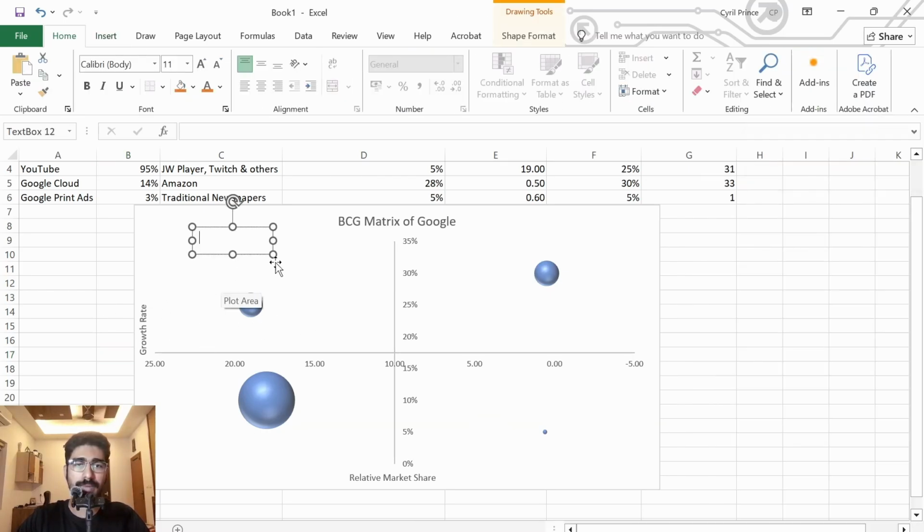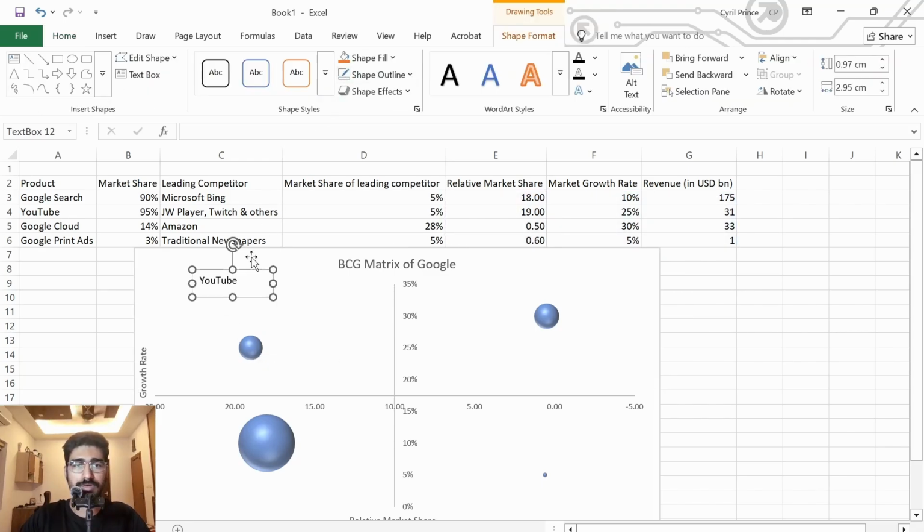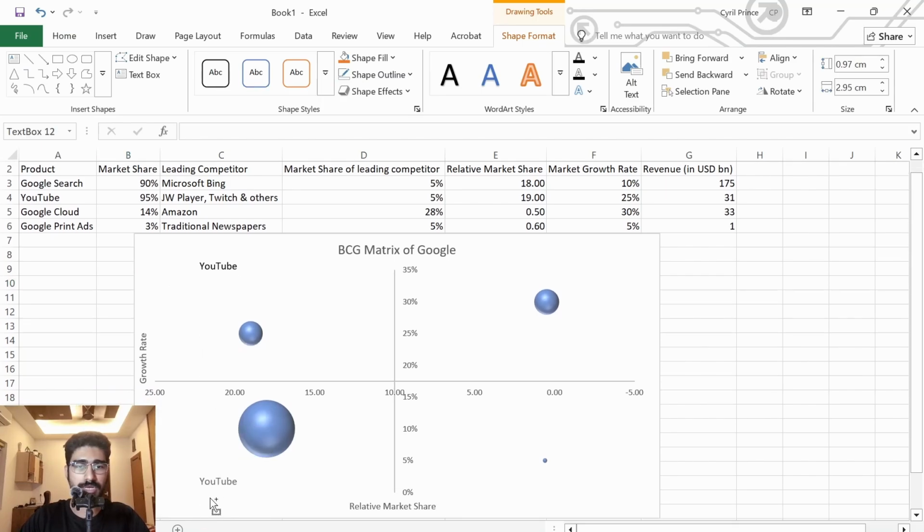So this is the high market growth rate and high market share, which is YouTube, and it has a revenue of 31 billion. You can just validate it yourself. It has a relative market share of 19 and the market growth rate is 25%. So that is YouTube. You can just remove the outline if you don't need it. Next we just do a control D and put it here.